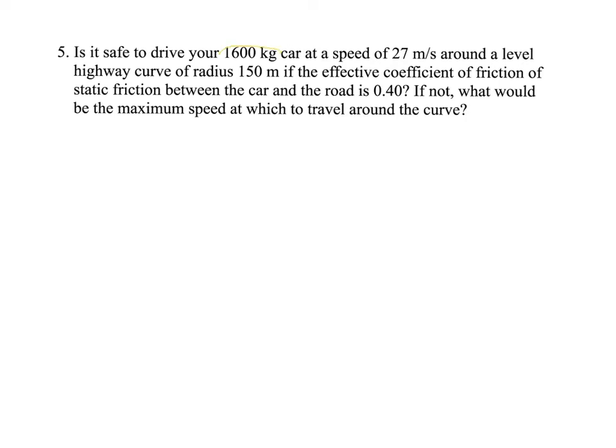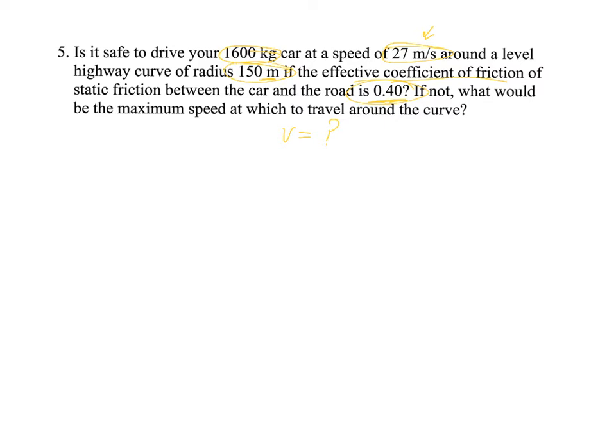Alright, let's look at this one. We've got a mass, we have a velocity, we have a radius, and we have a mu. Coefficient of friction is the mu. So really what they're saying is, with the numbers we have, this one we're not going to use. We're going to calculate the v, the question mark is going to be v, to see if the mu and the radius and the mass, to see what the max velocity is, and then we'll compare it to the 27.